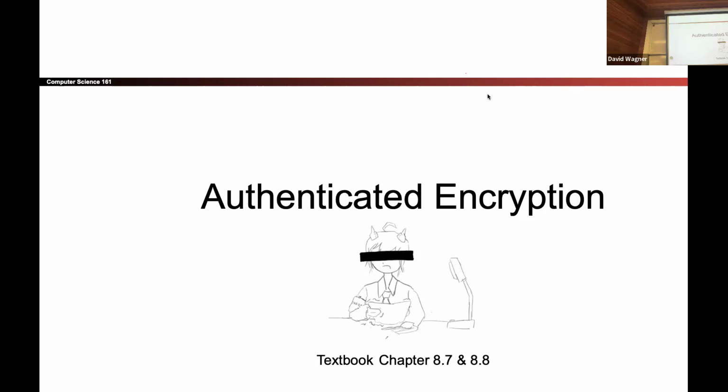Back to work. All right, so next I want to show you what to do if you want both confidentiality and integrity. And the answer is to use a tool called authenticated encryption. And we're going to build up this tool from the building blocks we've already seen so far.